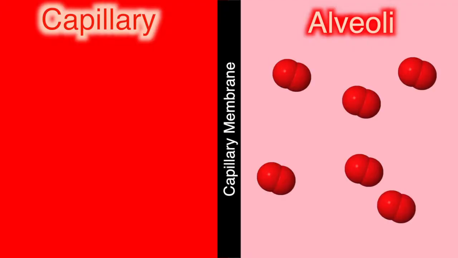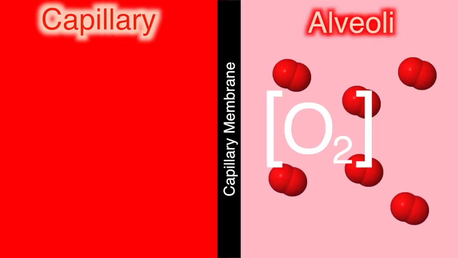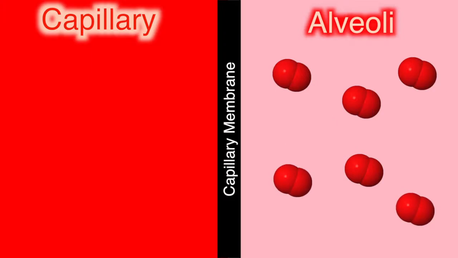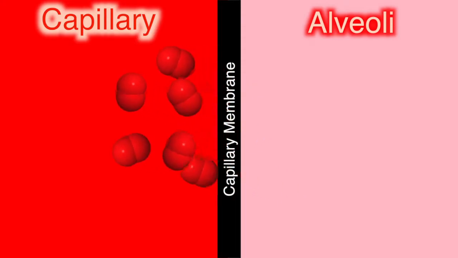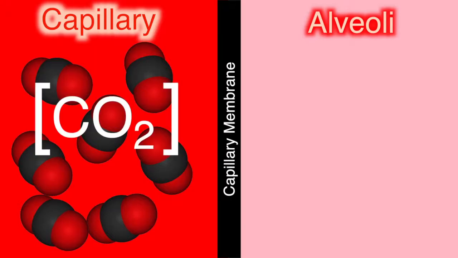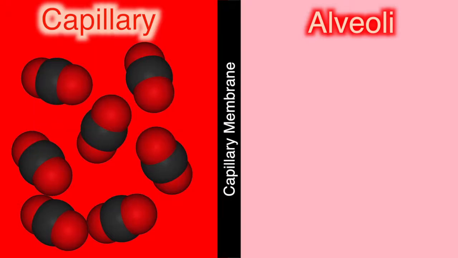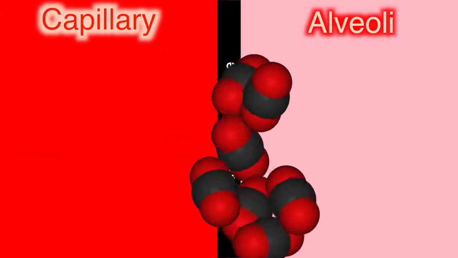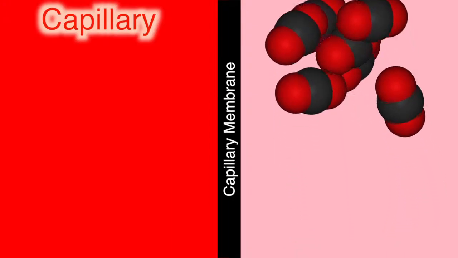There is a high concentration of oxygen within the alveoli and a low concentration within the bloodstream, allowing the oxygen to pass through the membrane into the bloodstream. Likewise, there is a high concentration of carbon dioxide in the bloodstream and a low concentration of carbon dioxide in the alveoli, allowing the carbon dioxide to diffuse through the membrane into the alveoli.